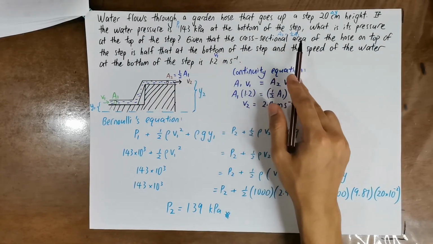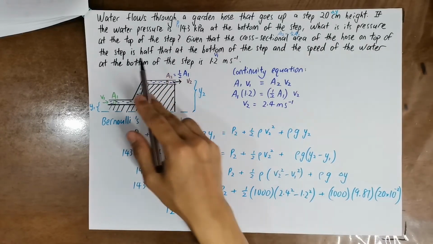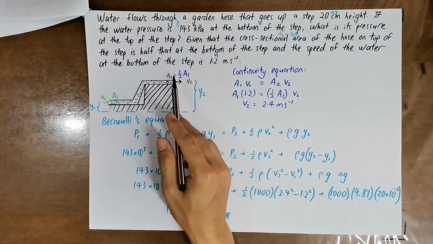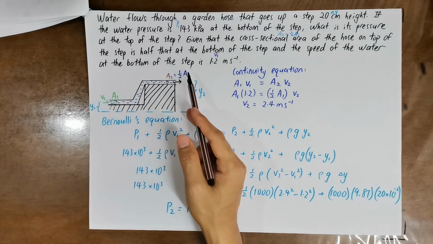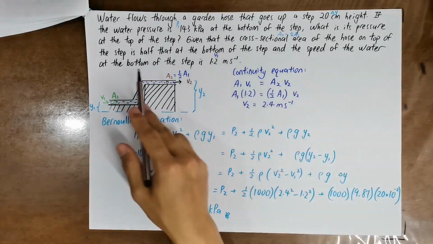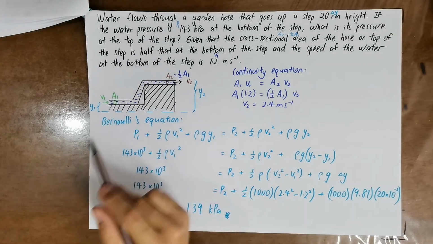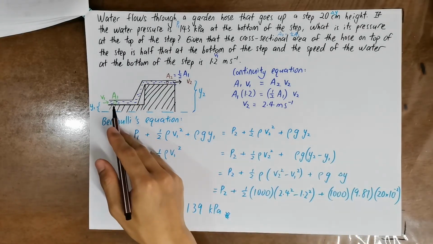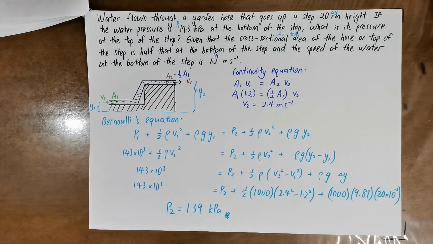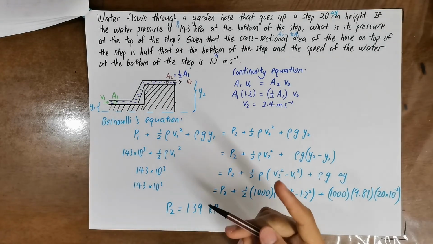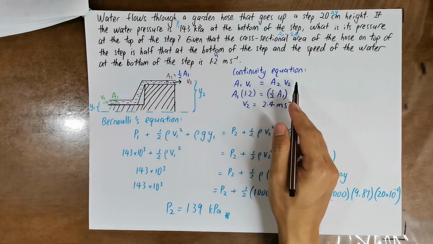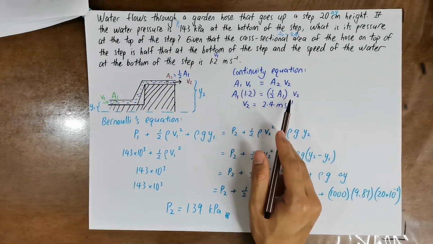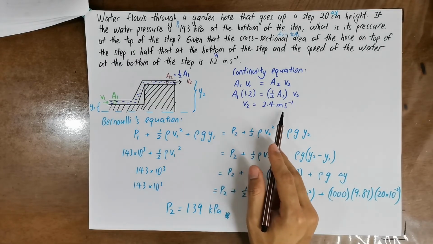Given that the cross-sectional area of the hose on top of the step is half that at the bottom of the step, you know that A2 equal to half A1. And the speed of the water at the bottom is 1.2 meter per second. First and foremost, you assume the fluid is incompressible, and therefore you can use the continuity equation. So you say A1 V1 equal to A2 V2. So you can find V2.